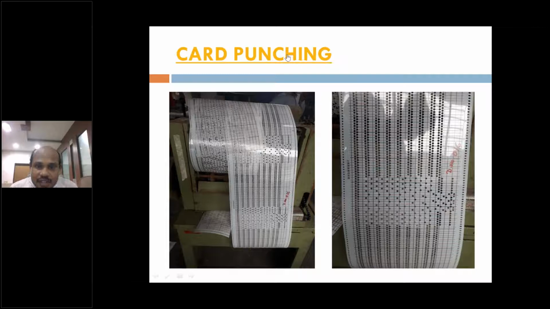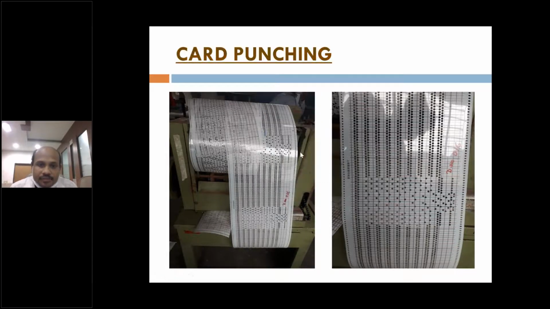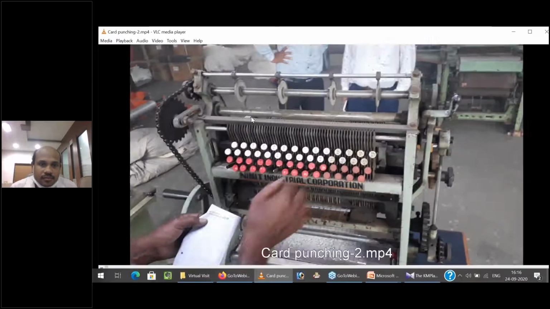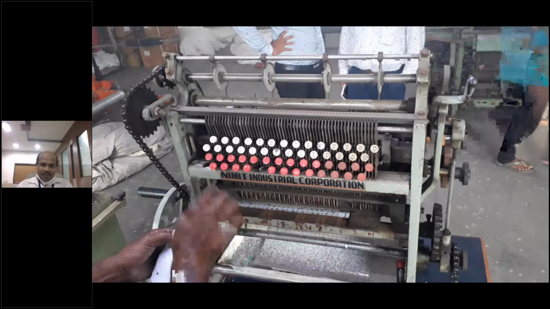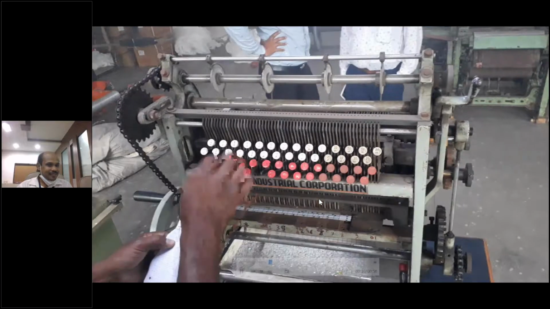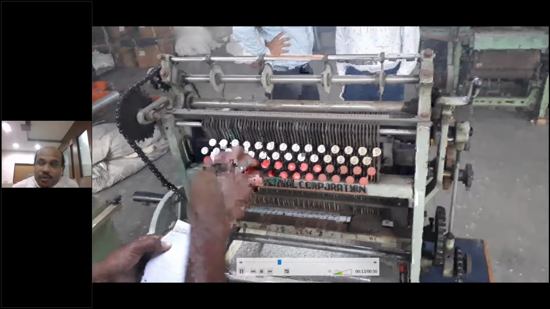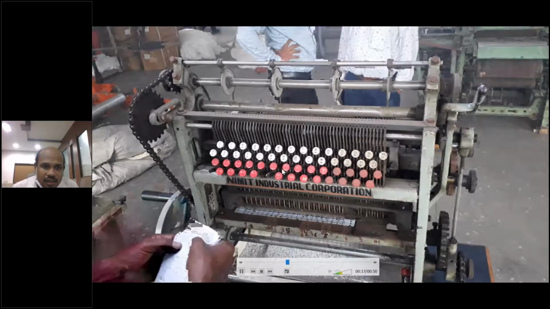Now see how it works. So here from the design they are giving the information.